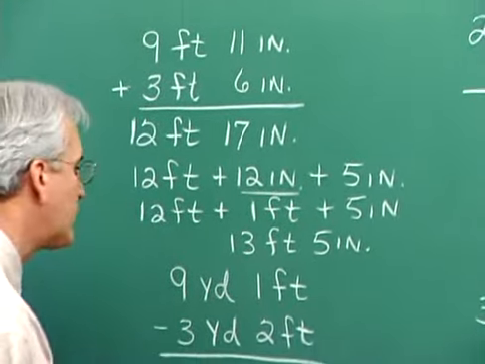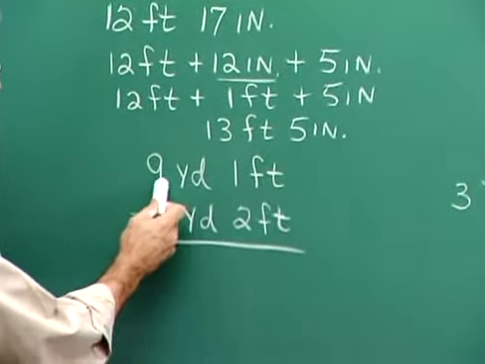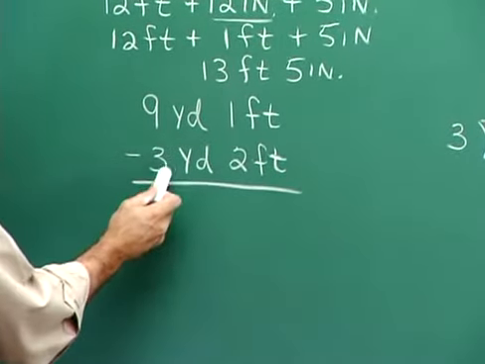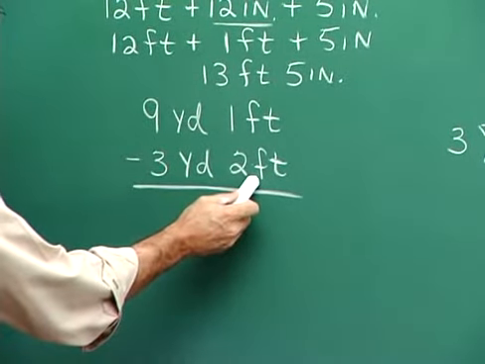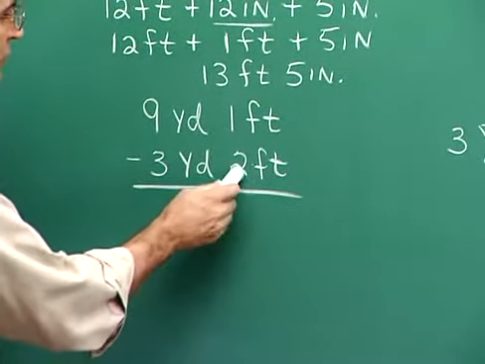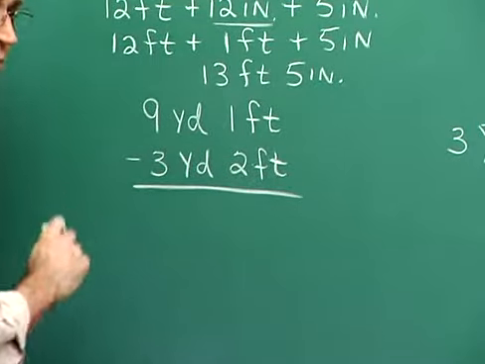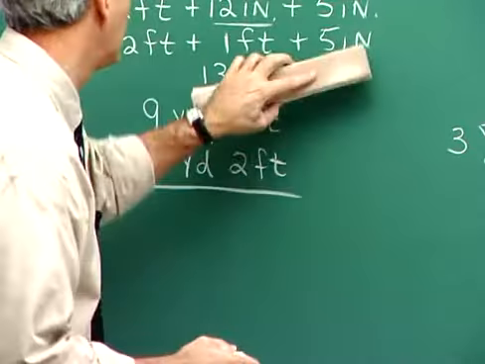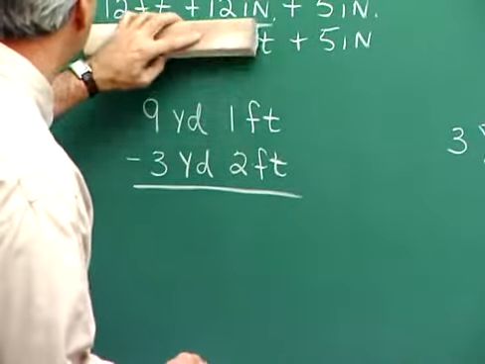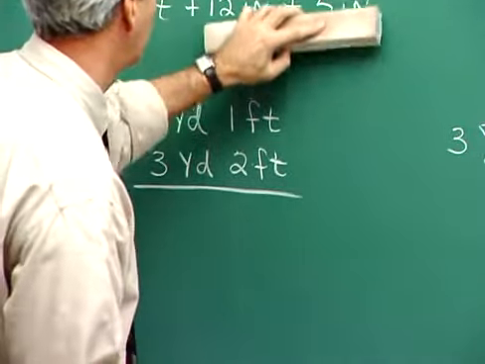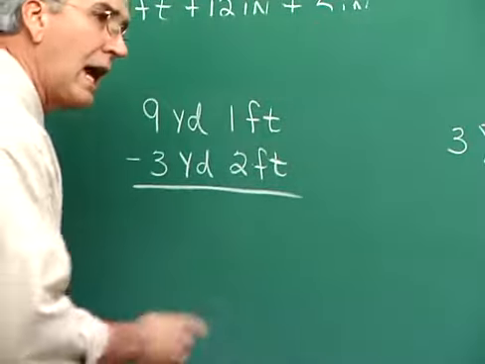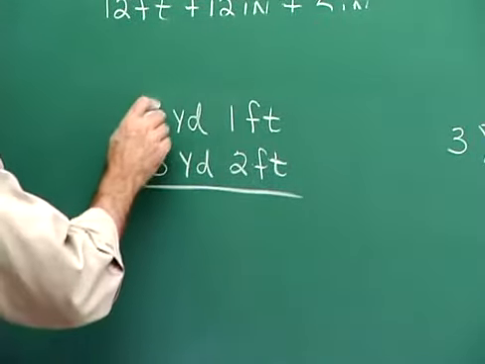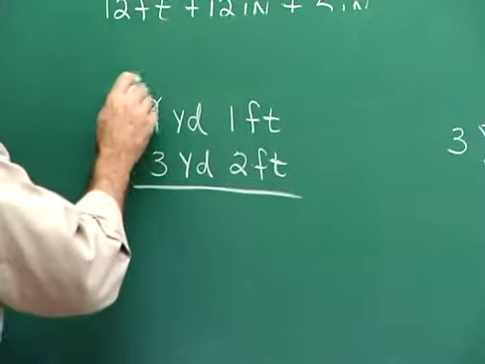Well, let's go through some subtraction. We've got 9 yards, 1 foot, and we're subtracting 3 yards, 2 feet. Now, the dilemma here is that we can't take 2 feet from 1 foot. We actually have to borrow. So we go over here to the 9 yards, and let me erase up above here because we're going to put something up there. We go over to the 9 yards and we borrow a yard. So we're borrowing 1 from the 9, and it becomes 8.